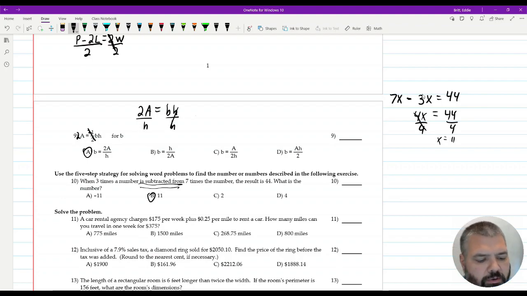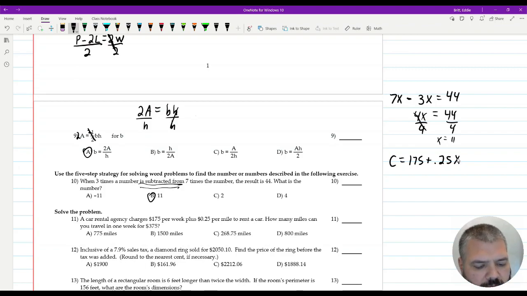All right, on number 11, a car rental agency charges $175 per week plus 25 cents per mile to rent a car. How many miles can you travel in 1 week for $375? I've got a lot of stuff going on here. So first I'm going to set up an equation to give you the cost. All right, and it says a car rental agency charges, so they're going to charge $175 plus 25 cents per mile. So it's 0.25 is 25 cents, and then x, my variable, per mile.